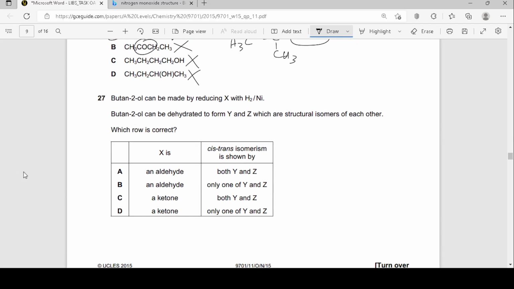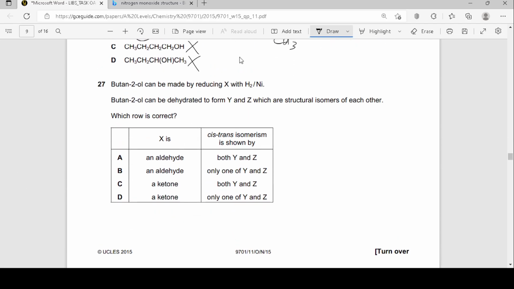Done. Next question. Butan-2-ol can be made by reducing X with H2/Ni. H2/Ni is a very strong reducing agent. It's not a very selective reducing agent. It reduces a lot of things, most things I think. I'm not sure exactly what hydrogen with nickel catalyst can reduce, but it's a very, very strong reducing agent.